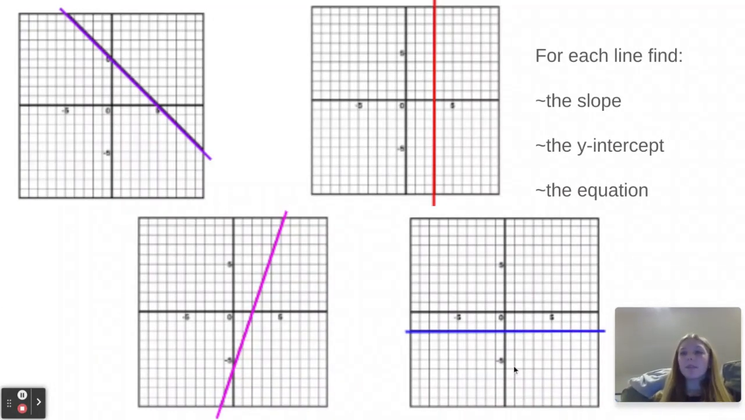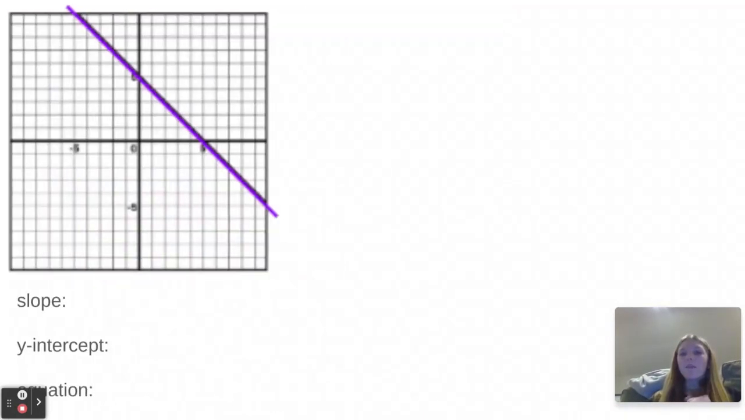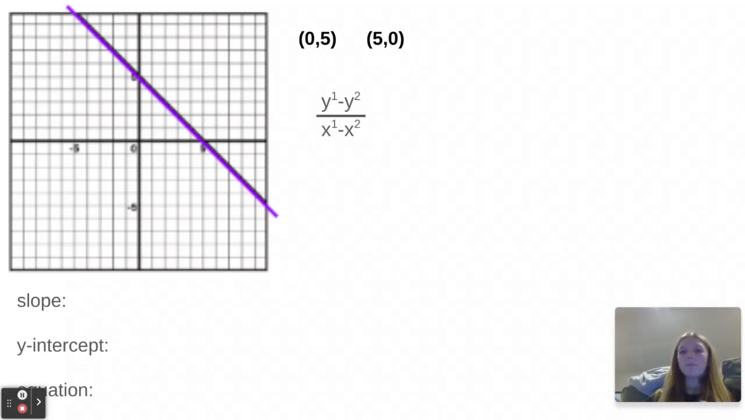Now, for each line, we need to find the slope, the y-intercept, and the equation. First, we need to find 2 points. So we can easily see a point right here, so 0, 5, and 5, 0. Now we have to put in slope form, or the formula. So 5 minus 0 over 0 minus 5 is 5 over negative 5, which simplifies to negative 1. So the slope is negative 1.